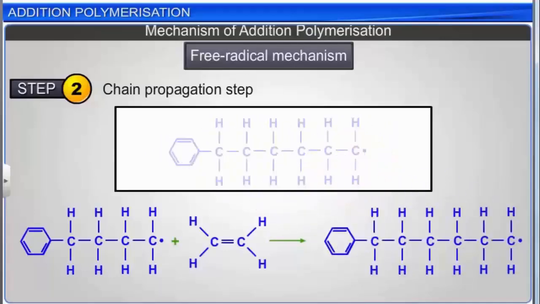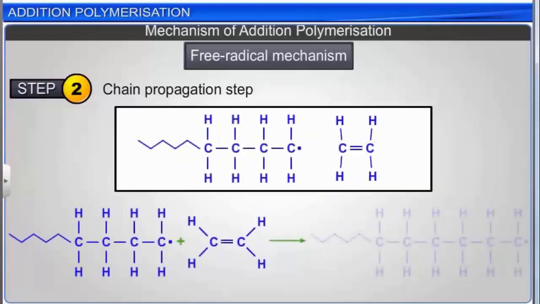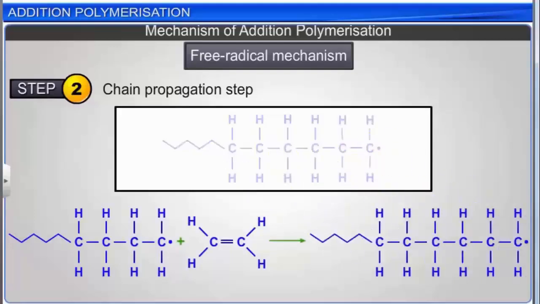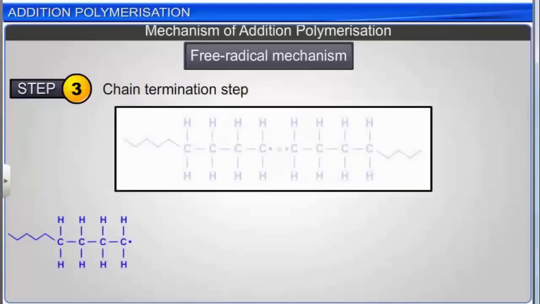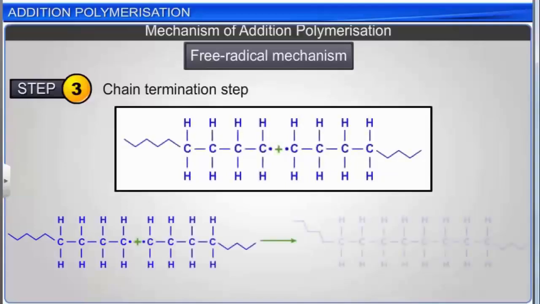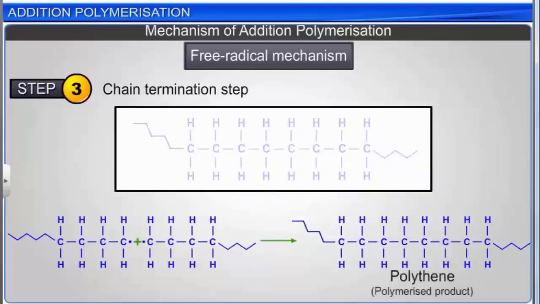The series of reactions continues. As a result of this chain reaction, the alkyl chain grows longer and longer. The polymerized product forms in the last step of the reaction, the chain termination step. Eventually, chain termination occurs when the product radical combines with another free radical chain and results in the formation of the polymerized product. The formation of polythene is shown here.